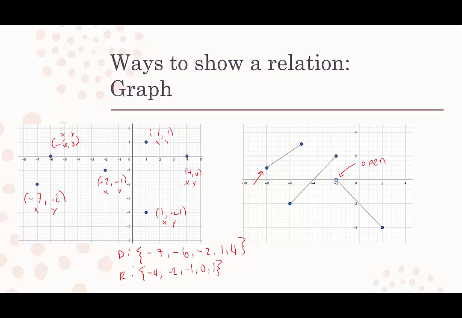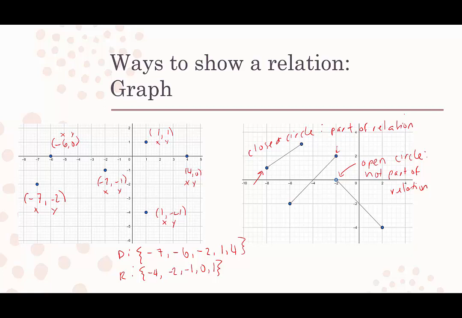That means that here, -2 is not included in the domain. However, -2 is right here because there's a closed circle here. So an open circle just indicates that this point, -2, 0, is not actually part of this relation. Not part of relation. And if we have a closed circle, which we see for all the other ones, a closed circle indicates that it is part of the relation. Part of relation.